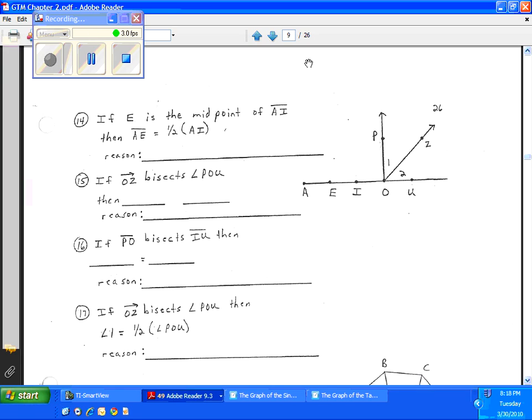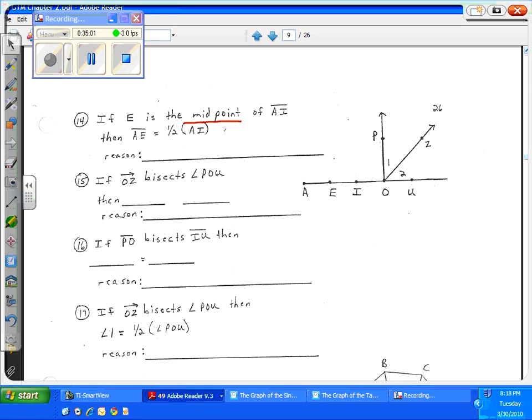Number 14 says if E is the midpoint of AI, then AE equals 1/2 of AI. Now we have the word midpoint, but we don't have what you get out of it, because what you get out of E being the midpoint of AI is that segment AE is equal to segment EI. That's the definition of a midpoint. So this is not definition of, because we don't have the word and what we get out of it. Remember that if we have midpoint and the fact that one is half of the other one, that's a theorem that we proved based on the definition of a midpoint. This is called the midpoint theorem. Remember that? Midpoint theorem.